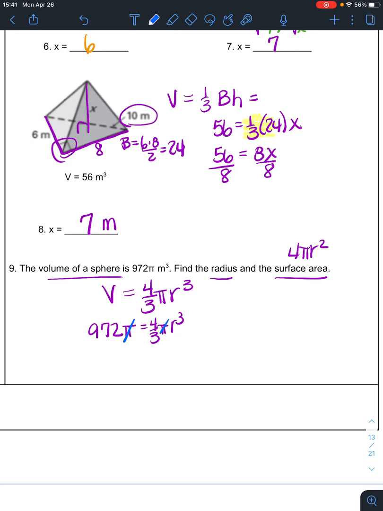So let's clean this up a little bit so it's not quite so ugly. The pi's are going to cancel out. Okay, so the easiest thing to do would be to multiply both sides by 3 and then divide by 4. You can multiply by the reciprocal, however you want to look at it. Get rid of that 4/3. You can do 972 divided by 1.33333. You can do 972 on your calculator divided by, don't forget parentheses, 4 divided by 3, like that. So there are several ways that you can handle the algebra side of that. But we're going to multiply by 3/4. So 3 times 972 divided by 4. You get that r cubed is 729.